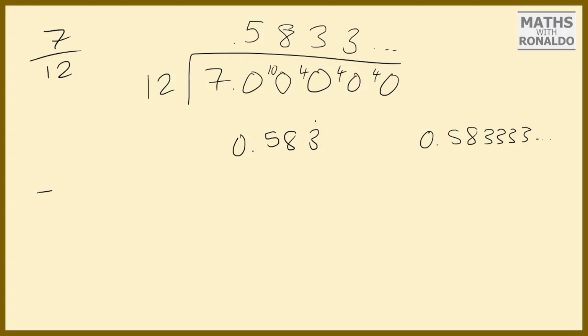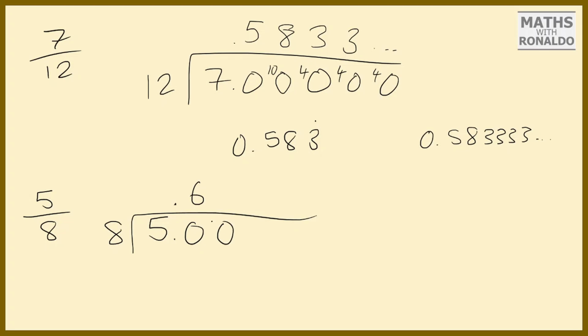Now, if we had 5 over 8 and we wanted to convert that into a decimal, well, we put the 5 in here and divide by 8. 8 goes into 5 no times, so we put in a 0.0 just to make life easier. We put a decimal point on the top as well. 8 goes into 50 how many times? Well, 8 times 7 is 56. 8 times 6 is 48, so it goes in 6 times, remainder 2.